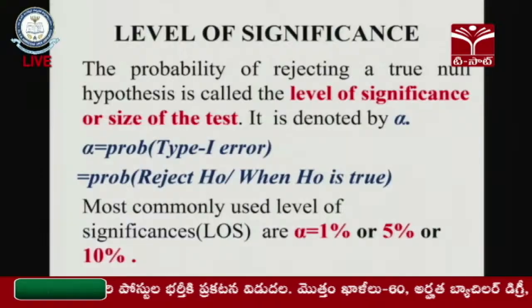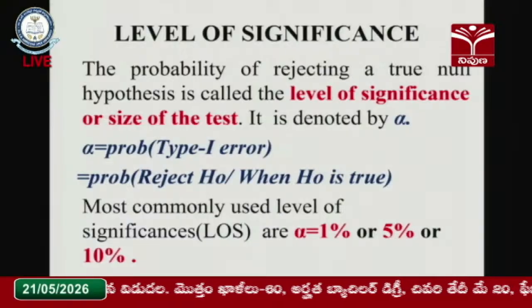I hope you all understand. So already I said this is alpha. Alpha is level of significance. This level of significance plays a vital role while making a decision, the final conclusion of any statistical test. So what is the definition of LOS, level of significance? The probability of rejecting a true null hypothesis is called the level of significance or size of the test. It is denoted by alpha.